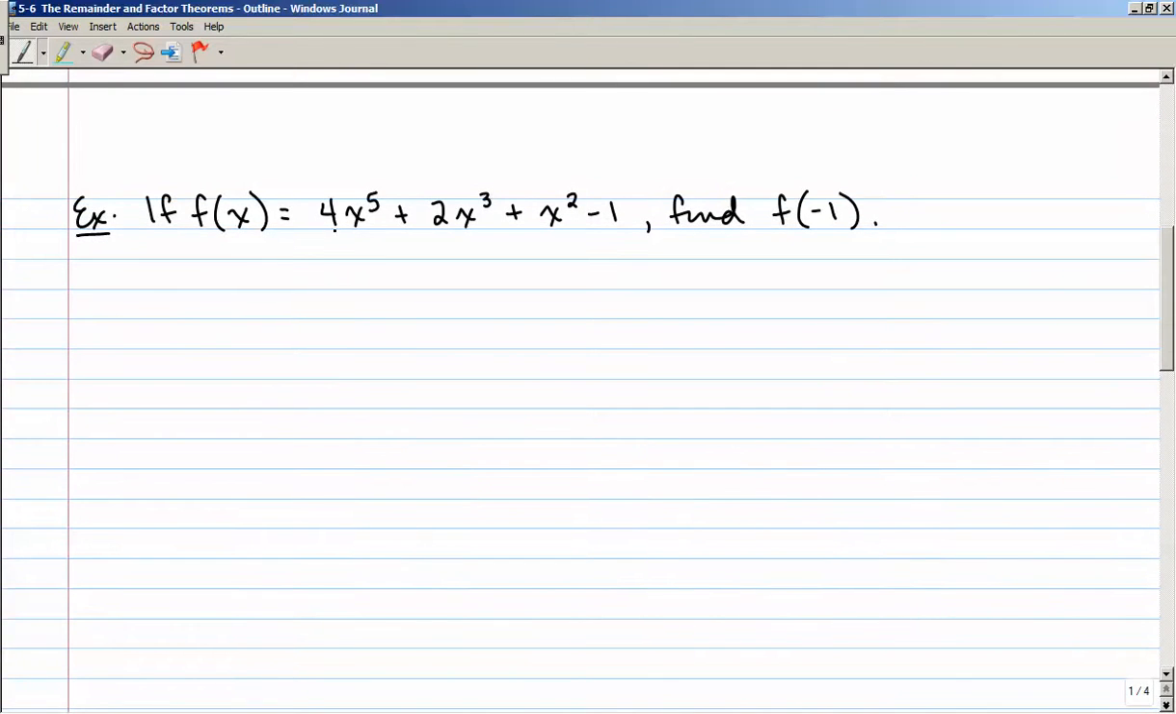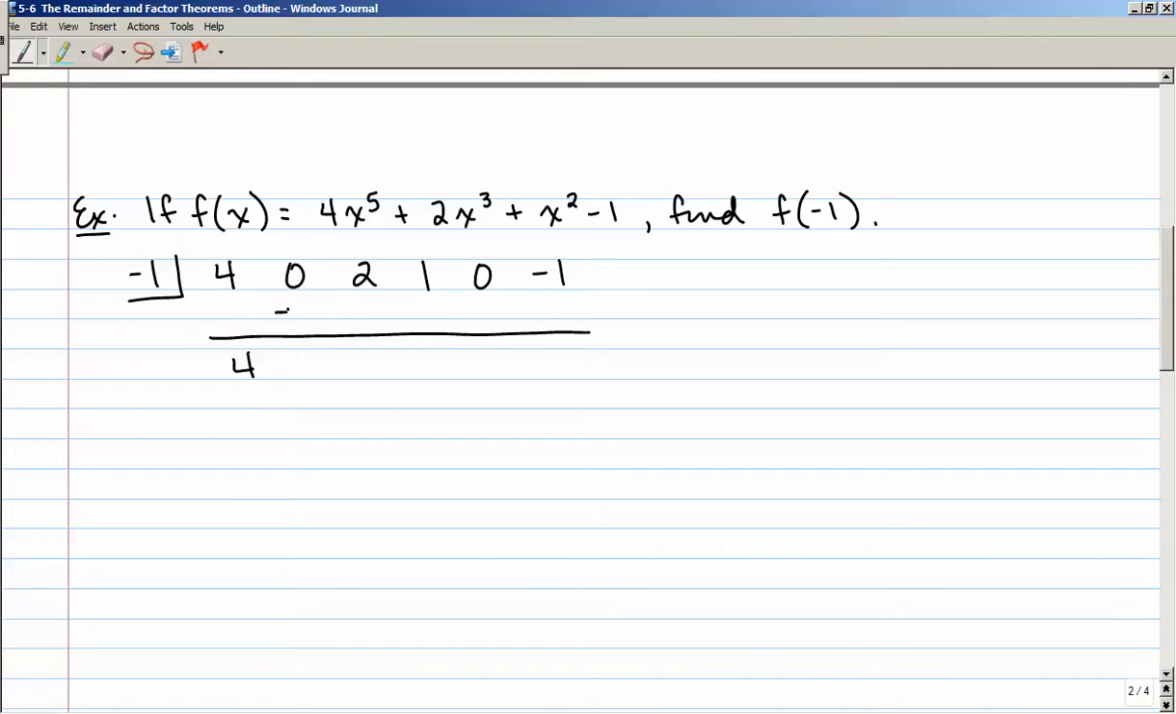So if f of x is 4x to the 5th plus 2x cubed plus x squared minus 1, find f of negative 1. Now notice I'm missing an x to the 4th and I'm missing an x, so I'm going to have to do some zeros in there. So f of negative 1, so put negative 1 in the box. List your coefficients. 4, 0 for x to the 4th, 2, 1, 0 for x, and a negative 1 at the end. Draw your line, bring down your 4, and start doing synthetic division.